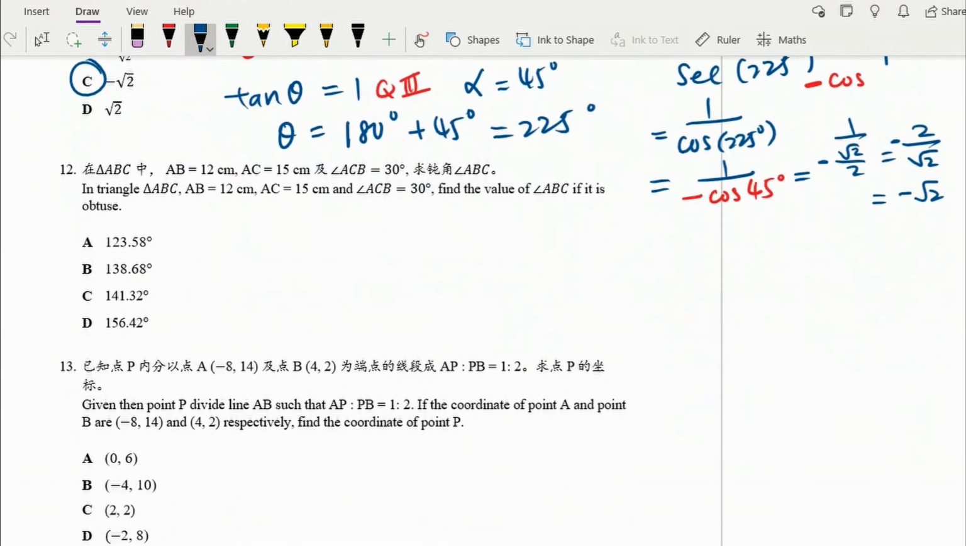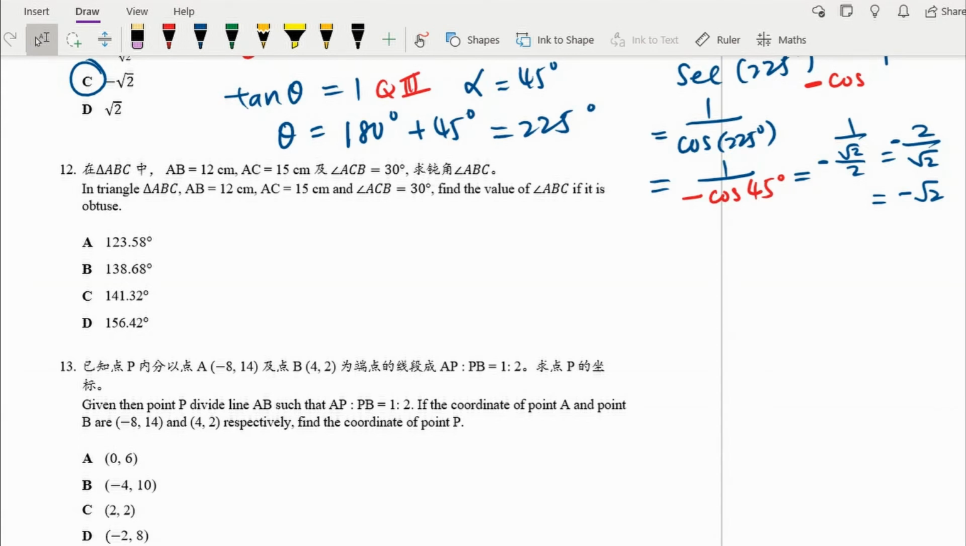Question number 12. We have 20 questions for paper 1. I think we still have time for that. In triangle ABC, AB is 12, AC is 15, ACB is 30. Then find the value of ABC if it is obtuse. It's actually a solution of triangle question, and you can use sine rule or cos rule, but this one I think we'll use sine rule, and I will show you why later.